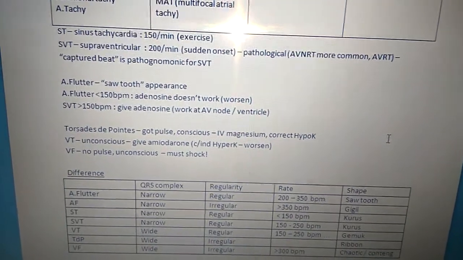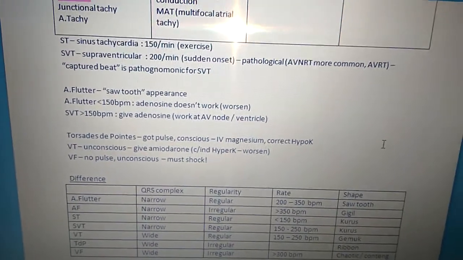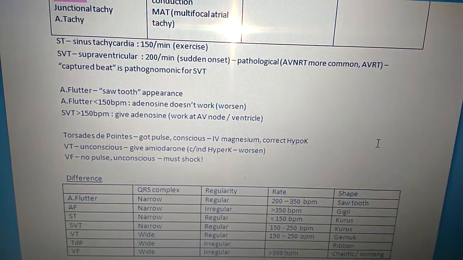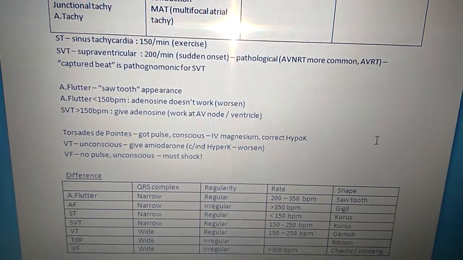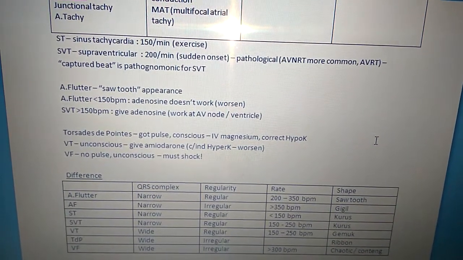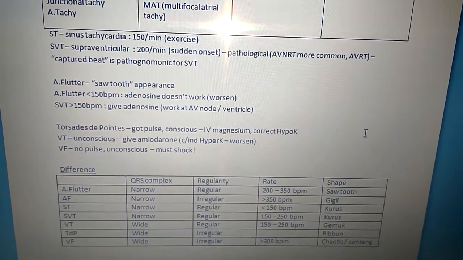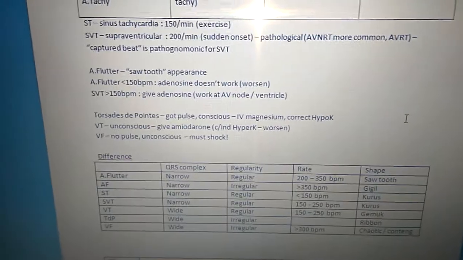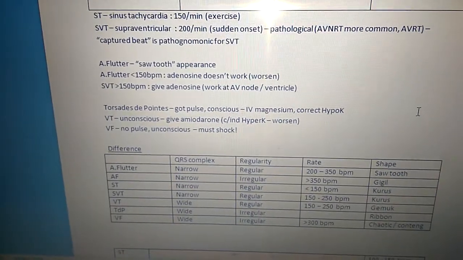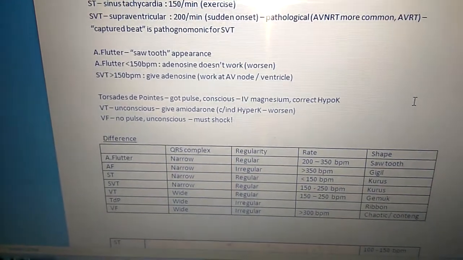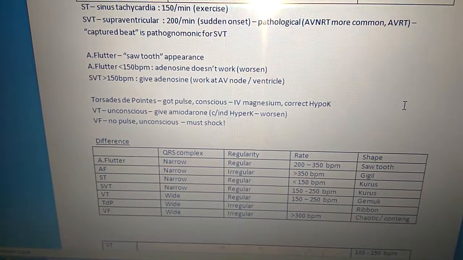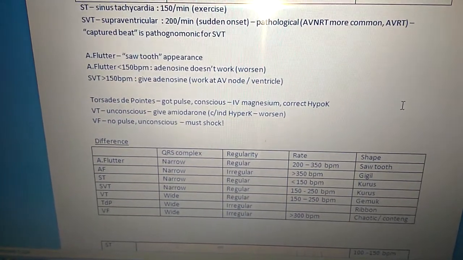It's a sudden onset of about 200 per minute, and there are two types, AVNRT and also AVRT. The more common is the AVNRT. Captured beat is pathognomonic of SVT. It's too detailed to discuss now.